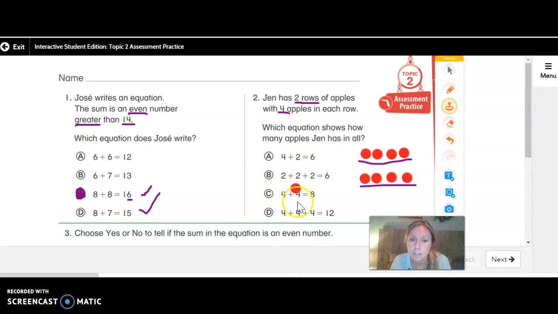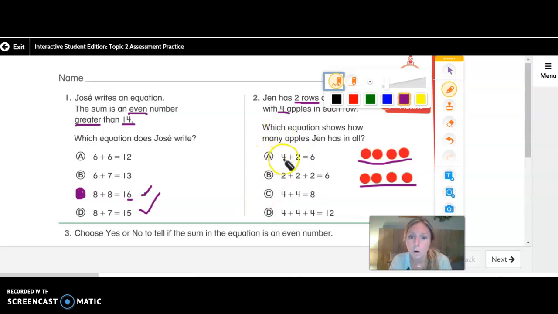So let's see which one of these down below makes the most sense to us, okay? I'm gonna get my pencil back out, make it purple. 4 plus 2 equals 6. Well, that's not what this looks like at all. It's 1, 2, 3, 4 plus 1, 2, 3, 4. 2 plus 2 plus 2. That kind of makes sense. 2 plus 2 plus 2.